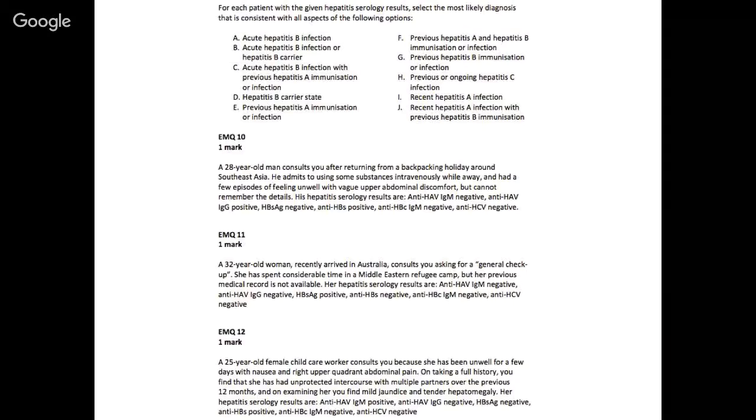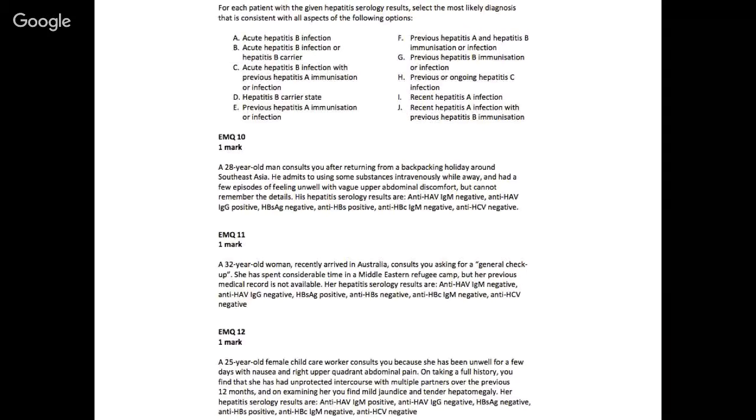And then the last one. So why isn't it acute as opposed to carrier? How do you differentiate? Because they don't have it now. Yeah, and there's no IgM. And question 12. Yes, good. Question 12 is J.